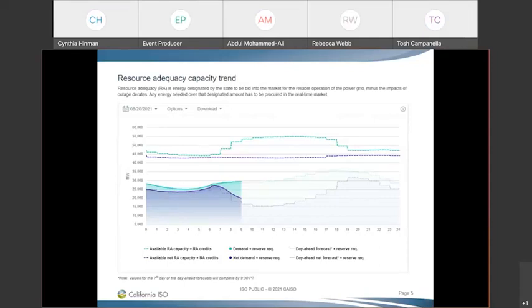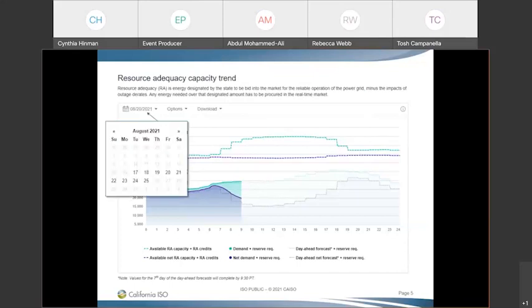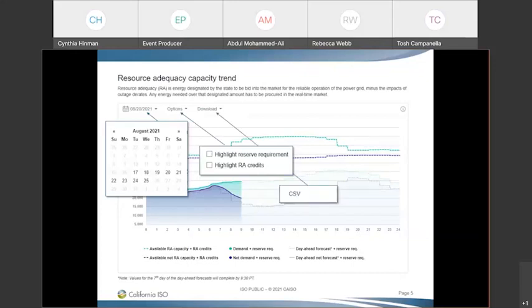Before we really dive into all the data on this, I'd like to start with the options at the top of the screen. First, the chart defaults to today's date, but you can choose past dates if you'd like to see the date information. We have a drop down for that. That exists on our other screens as well. Next, there's the options. The options dropdown allows you to add reserve requirements and or RA credits to the chart that you're viewing, and we'll see this in action in a few minutes. I just wanted to show it to you now. Also, you can download the CSV file with the data from the chart.